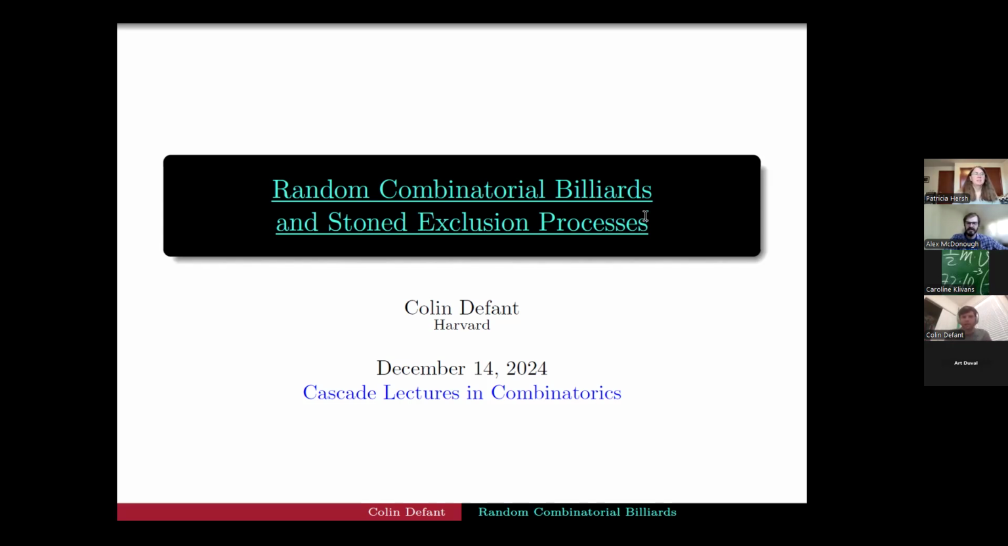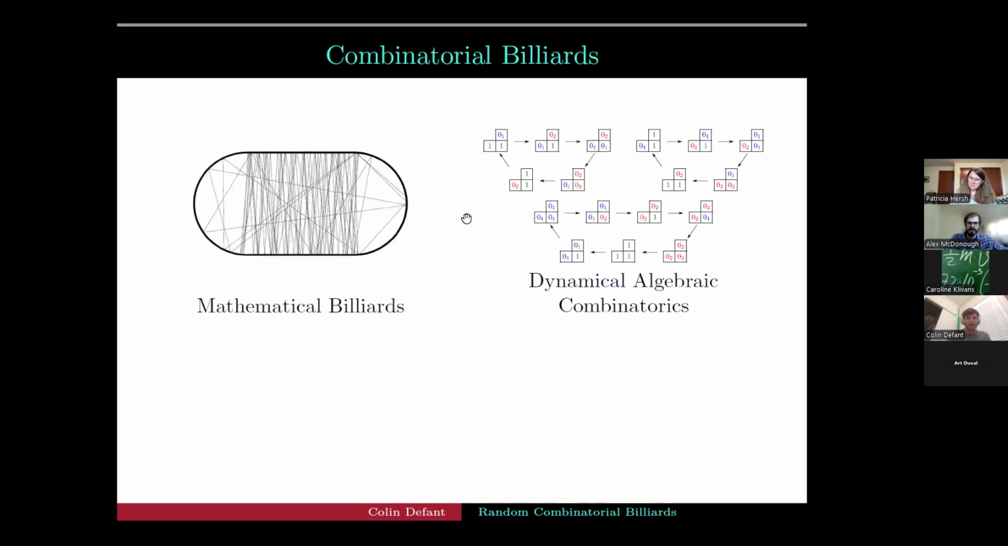So I'm going to tell you about this topic that I've been interested in for the last couple of years or so that I call combinatorial billiards. The idea is there's this area called mathematical billiards that tries to study the dynamics of a beam of light that bounces around, maybe in some crazy way, like what's shown here.